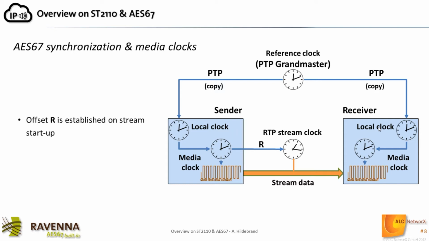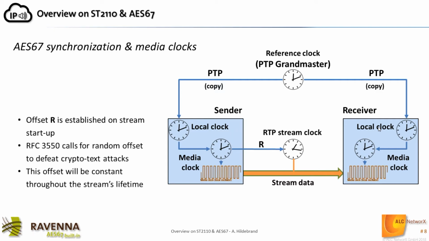And once a stream is initiated, there is an offset, R. It's R in this illustration. The offset is established on stream setup. Now, why is there an offset at all? That is because the underlying RFC 3550 calls for a random stream offset for each individual stream, which is generated in order to avoid cryptotext attacks.